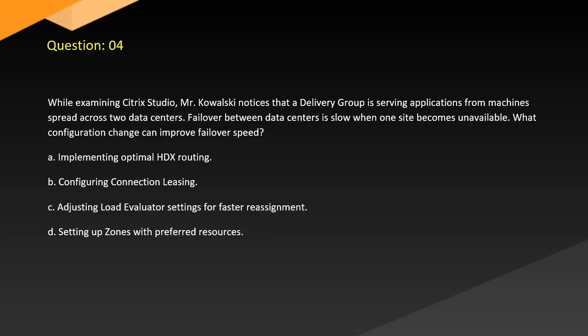Question 4. While examining Citrix Studio, an administrator notices that a delivery group is serving applications from machines spread across two data centers. Failover between data centers is slow when one site becomes unavailable. What configuration change can improve failover speed?